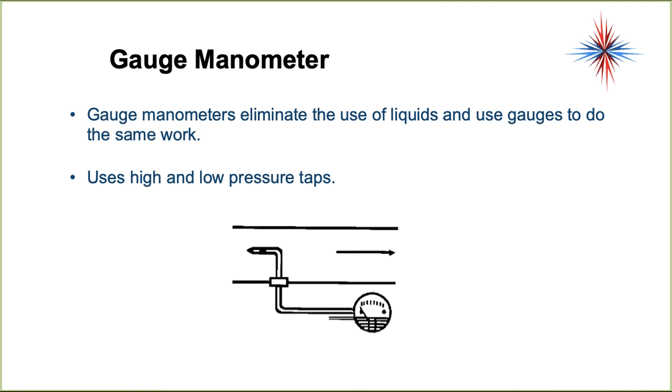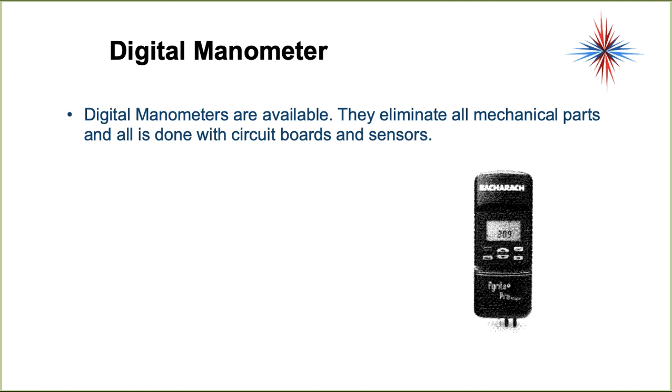It uses a high and low pressure tap. So you put your static pressure probe in a piece of ductwork facing the airflow, and your gauge will show you what the pressure is in that ductwork. Then finally is basically what we're using now.